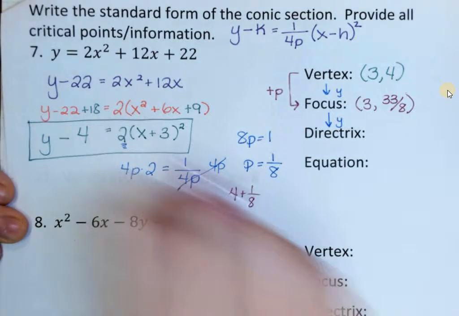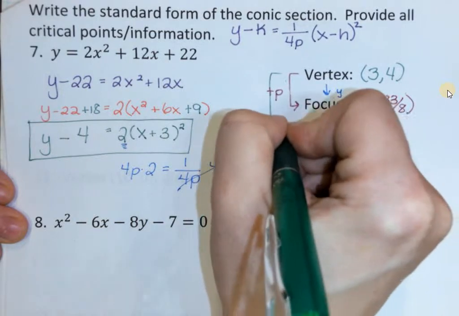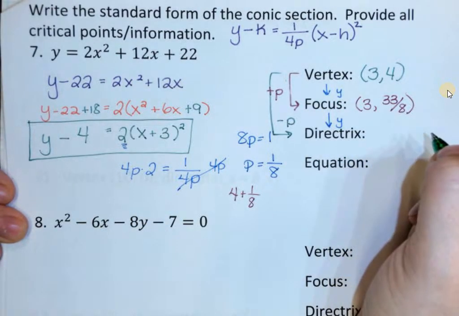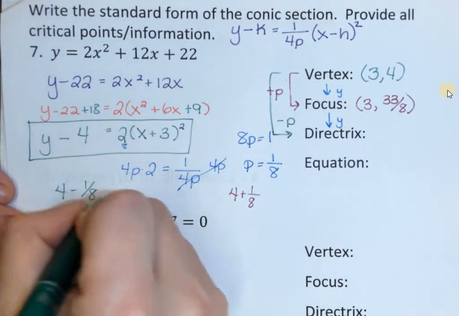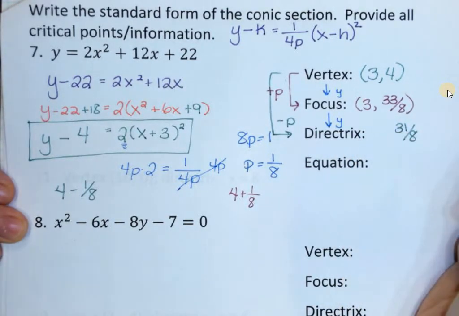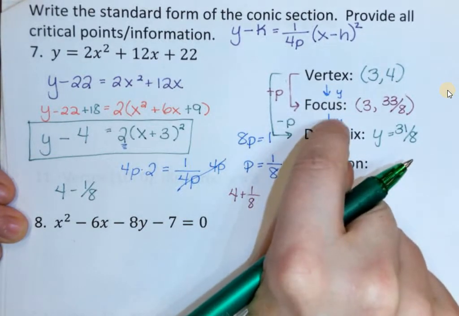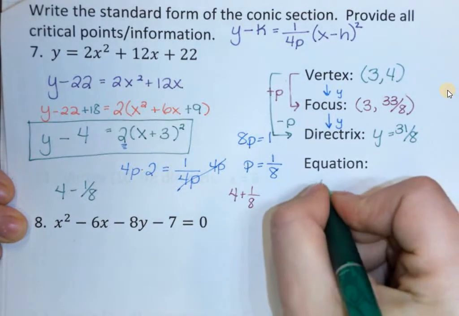The baby math. For the directrix, what are we going to do? We're going to subtract p from which coordinate? From the y. So I'm going to say 4 minus 1/8, and what is that going to give me? 31/8. How do I write the directrix? Y equals. Because it's just the variable that's changing. The directrix is the equation of that line. We already said the equation of our parabola.